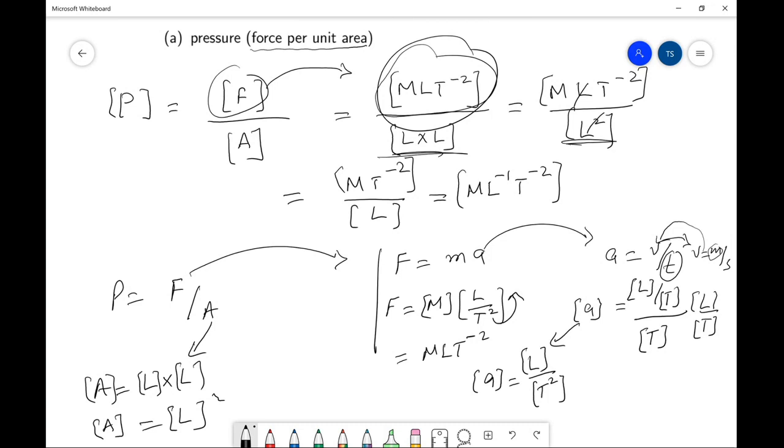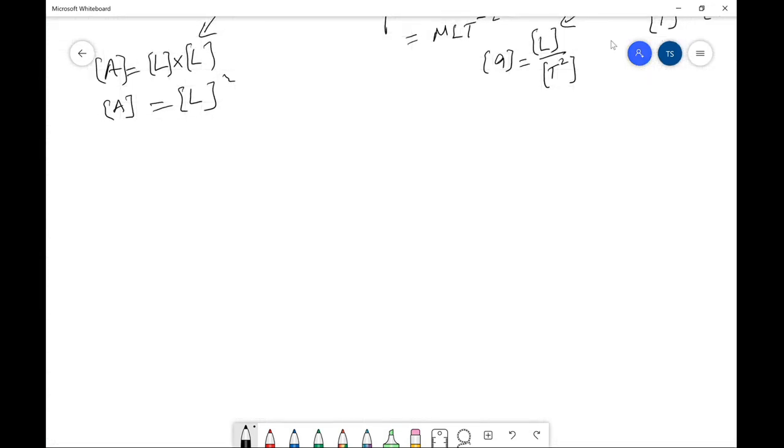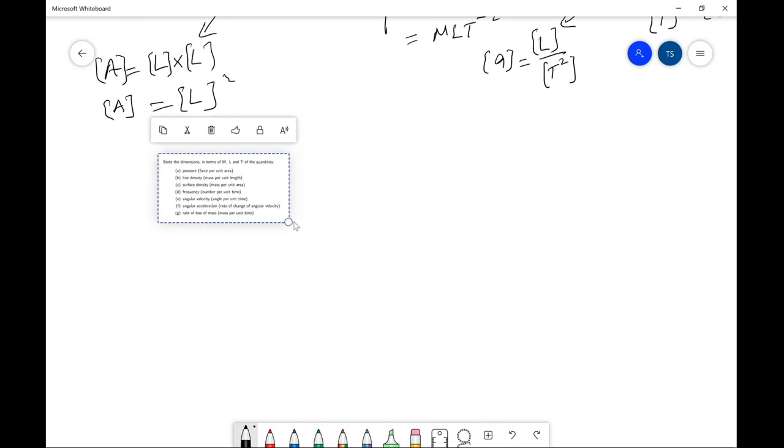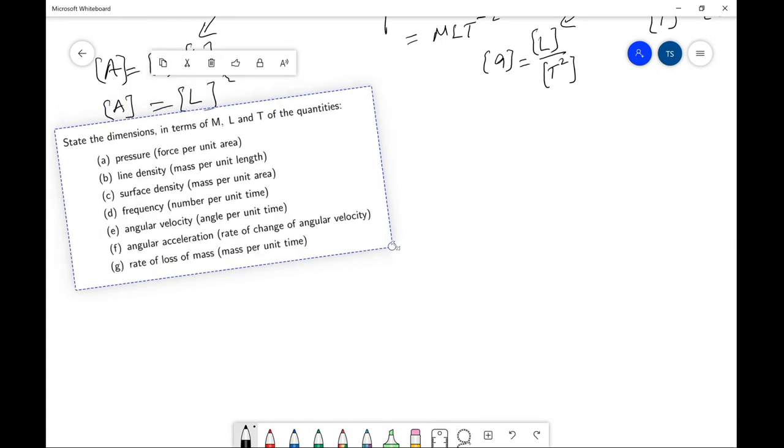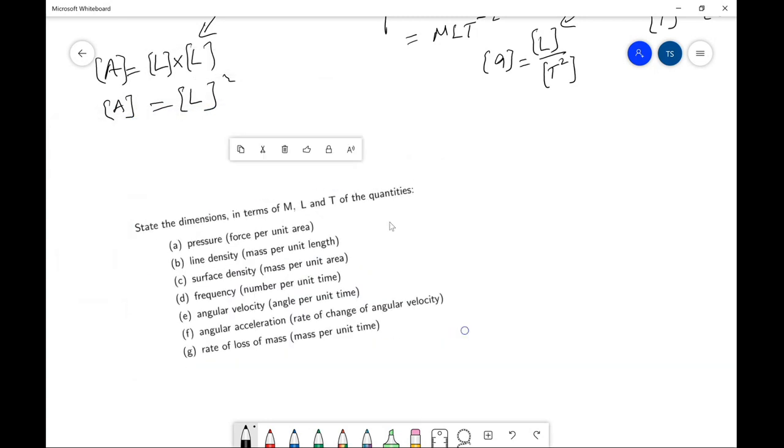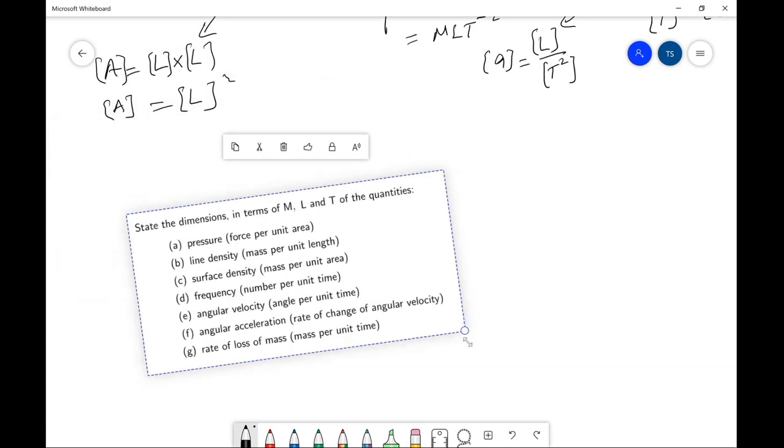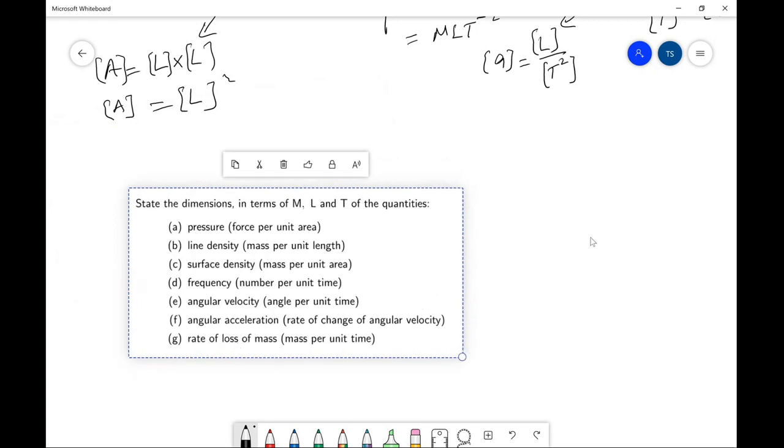So your assignment for next week, or before we meet up next time, is to find out the dimensions of, in terms of m, l and t, all these equations. I have given you the relationships. Just a second. So you have to find out the dimensions of all these. A I've done, and you have to do B to G.